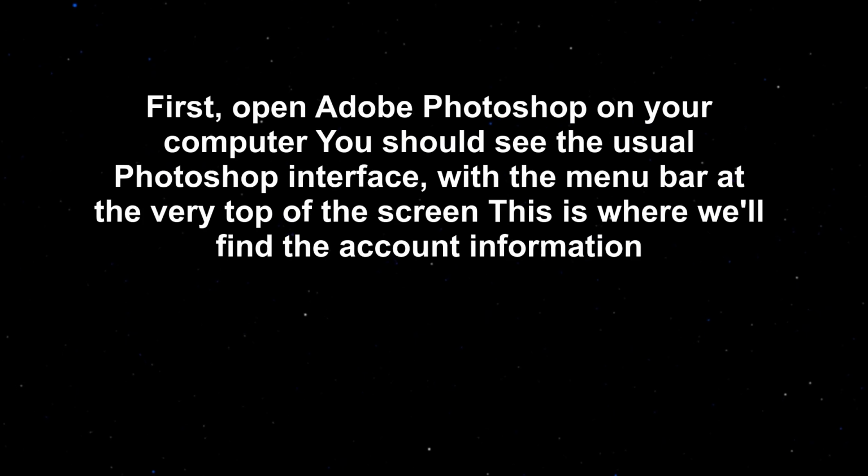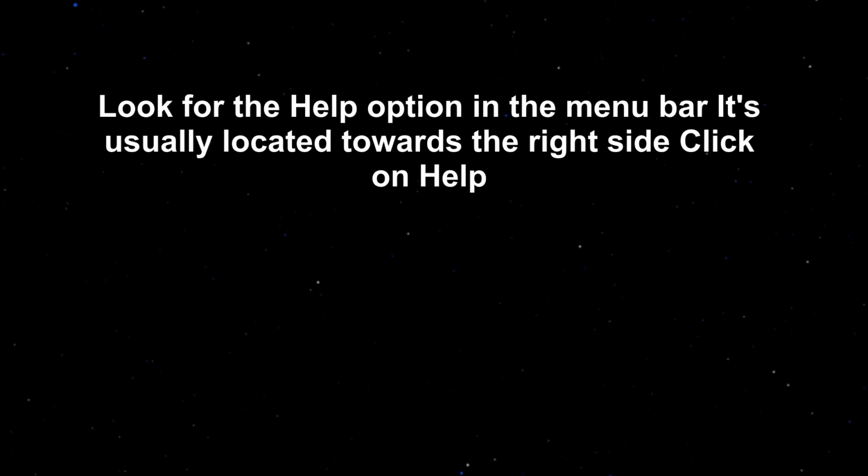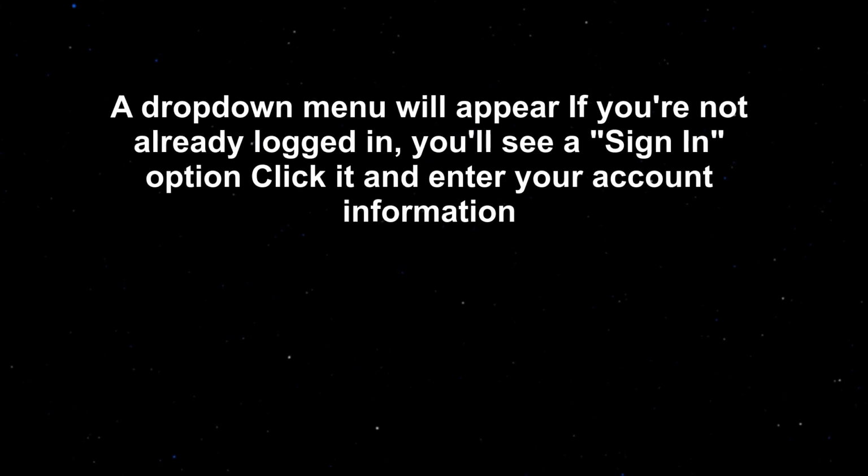You should see the usual Photoshop interface with the menu bar at the very top of the screen. This is where we'll find the account information. Look for the Help option in the menu bar. It's usually located towards the right side. Click on Help. A drop-down menu will appear.